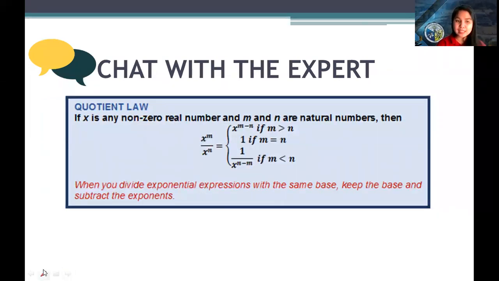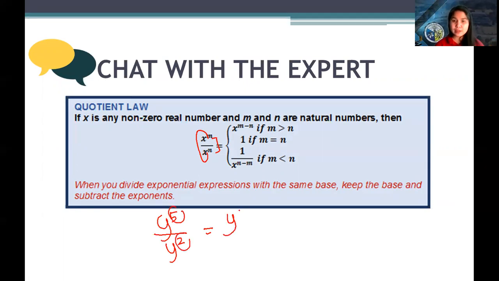The quotient law tells us that if we divide numbers of the same base, we simply subtract the exponents. Example, y to the 5th divided by y squared. We will just copy the base, then subtract the exponents. 5 minus 2, that is y cubed.